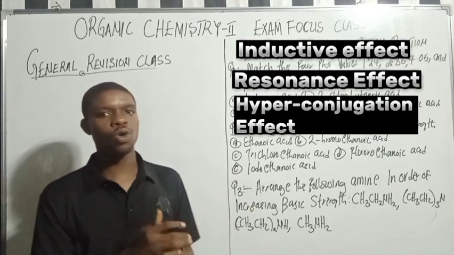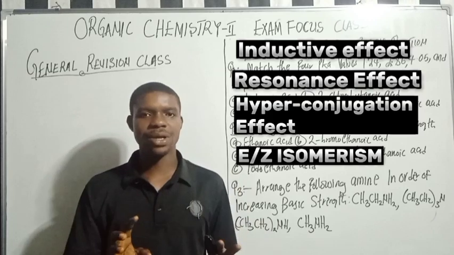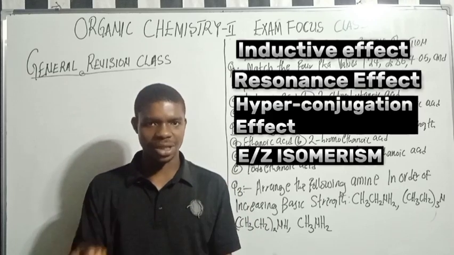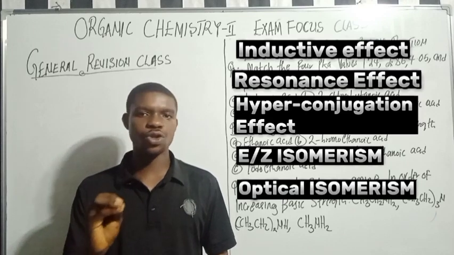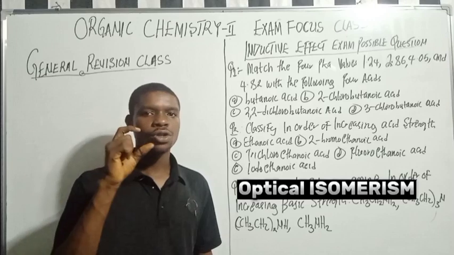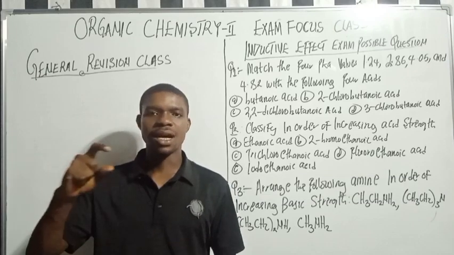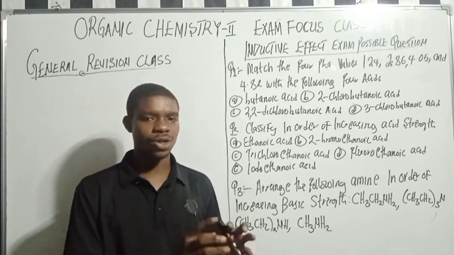Then after that, we're going to move toward E and Z, under geometrical isomerism, and how you can solve questions on that. After that, we're going to look at optical isomerism, when it comes to R and S, and how to identify optical isomerism, enantiomers, diastereomers, and meso compounds. So these are the things we are going to focus on in this video.